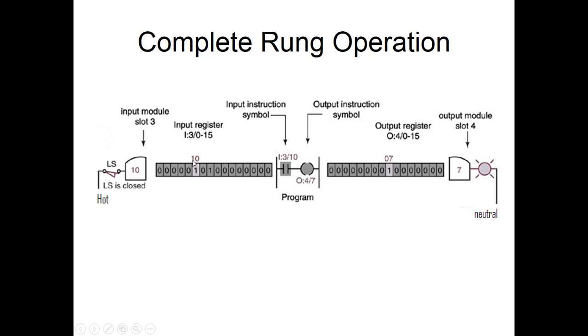Complete run operation, this is a nice depiction because it shows the hardwired ladder logic symbols here. A limit switch goes into an input module. It looks like it goes into slot 3, bit 10. So let's see, 0, 1, 2, 3, 4, 5, 6, 7, 8, 9, 10. If bit 10 gets a 1 in here, because that's showing it's closed, then this becomes true in the ladder logic, it's going to change state, and the light is going to come on. Then we're going to write a 1 into bit 7. Once again, it starts at 0, 1, 2, 3, 4, 5, 6, 7. It gets a 1, and the light comes on.